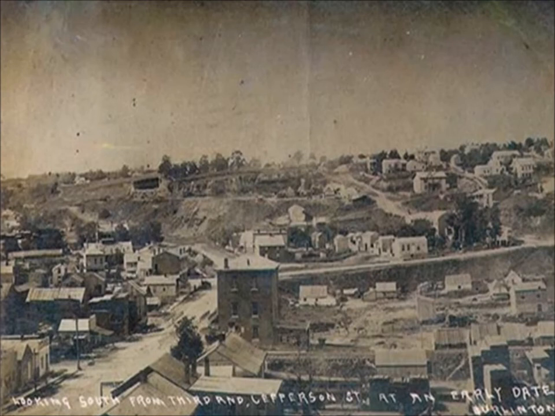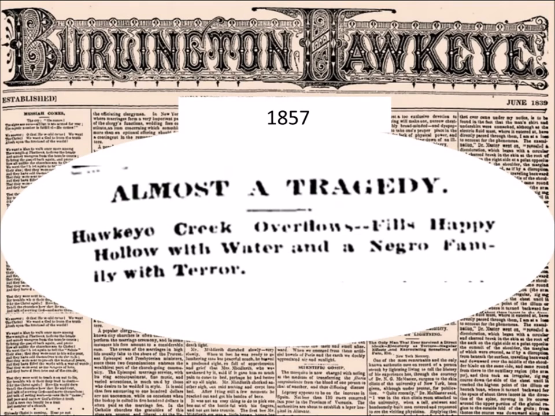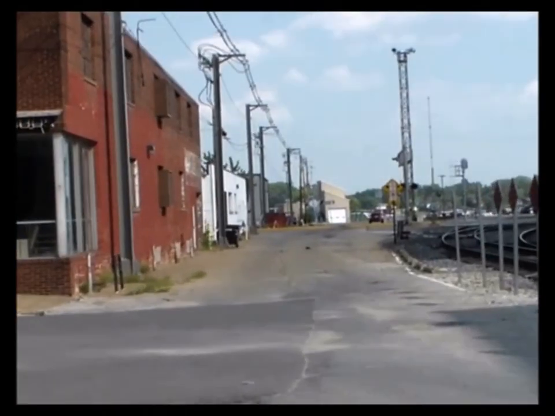If we look to our right from 3rd and Market, we get a good look at Happy Hollow in the early 1860s. Notice the bridge over Hawkeye Creek on South 3rd Street near the 3-story building. Notice the railroad engine between the buildings. In 1857, another flash flood forced a family living in Happy Hollow to seek safety on the roof of their home. Now on to the river.